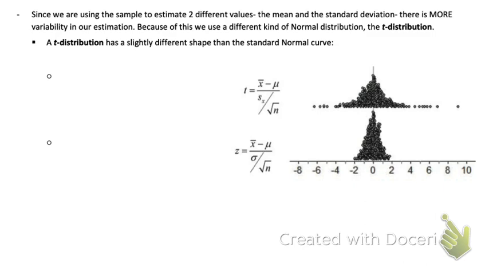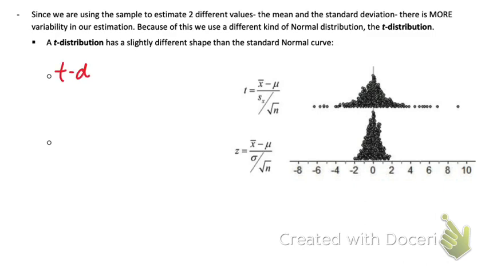There's more variability. Why do you guys think there's more variability in the t-distribution? Because I'm estimating two different parameters, not just one. Notice this z-distribution: if I did know sigma, I could use a z-distribution. But I have to use the t-distribution when I don't know the population standard deviation, because that gives me two variables. Okay? So the t-distribution has a slightly different shape than the standard normal curve.